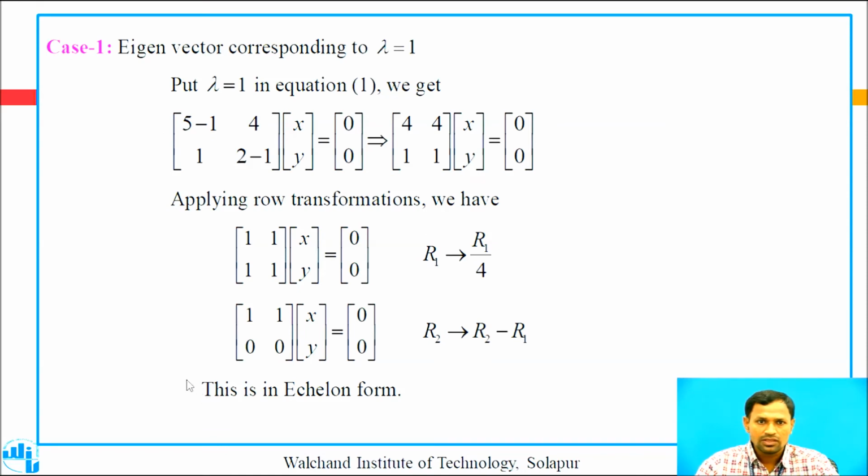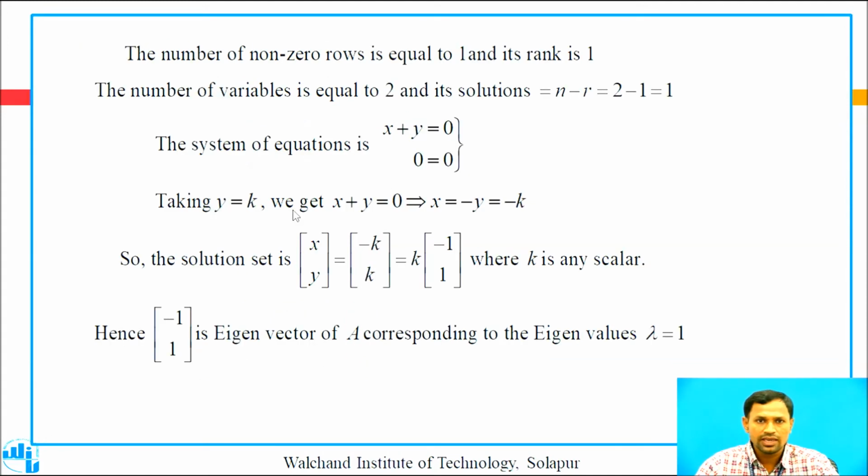See this one, the last row is 0. So in general, we take the last variable, that is y equal to k. We get x plus y equal to 0, which implies x equal to minus y, this is minus k. The solution set is x y equal to minus k, k, take common k, that is k into minus 1, 1, where k is any scalar. Hence minus 1, 1 is the eigenvector of A corresponding to the eigenvalue lambda equal to 1.